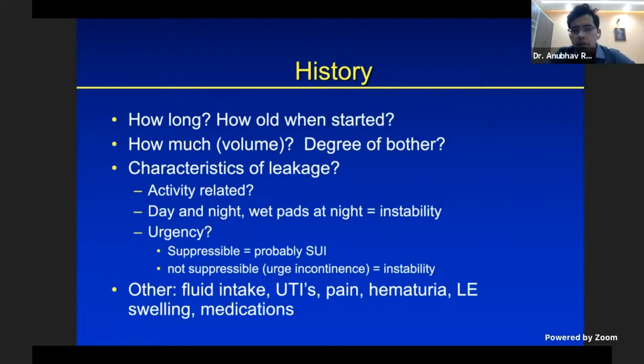What number of pads do you have to use? If there is urgency, how much is the urgency? Do you have stress urinary incontinence? And other things like what is your daily fluid intake, have you had any history of UTIs, are you having any pain or blood in the urine, along with a few simple examinations and your medication history.